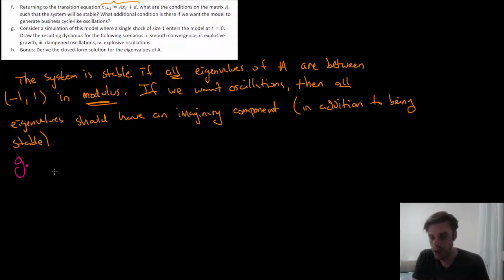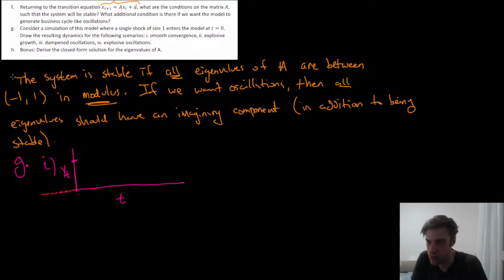Okay, so case 1. Smooth convergence. So we have our time. This is time. This is going to be yt. And at time 0, it says the shock comes in at time 0. So at time 0, we jump up. Maybe before in the minus times, we were going here. Let me switch colors. In the minus times, we were at 0. We were carrying along happily.